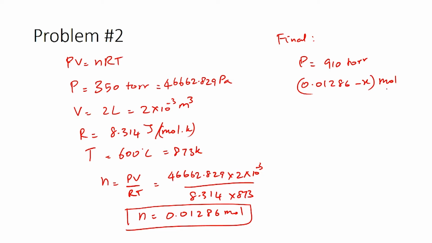Looking at the stoichiometry, we know that for every mole of dimethyl ether consumed, we would have 1 mole of methane, hydrogen and carbon monoxide produced.